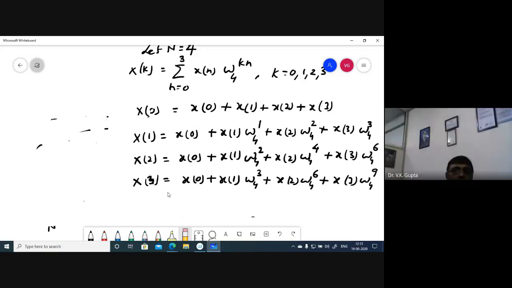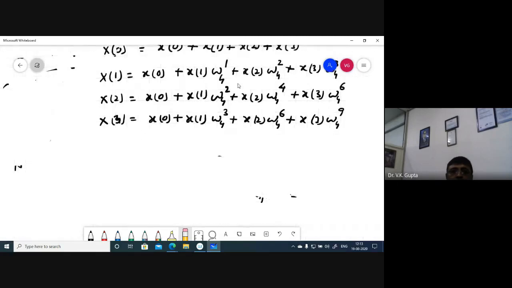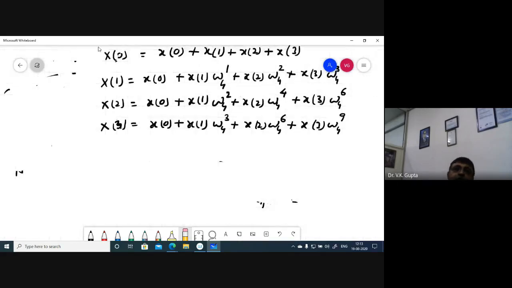Now we will again go to these equations for the 4-point DFT calculation. We have these 4 equations for all 4 samples x0, x1, x2 and x3. In these equations, we have 4 outputs and 4 inputs. So can we write this in terms of matrix? We can write it in matrix form.